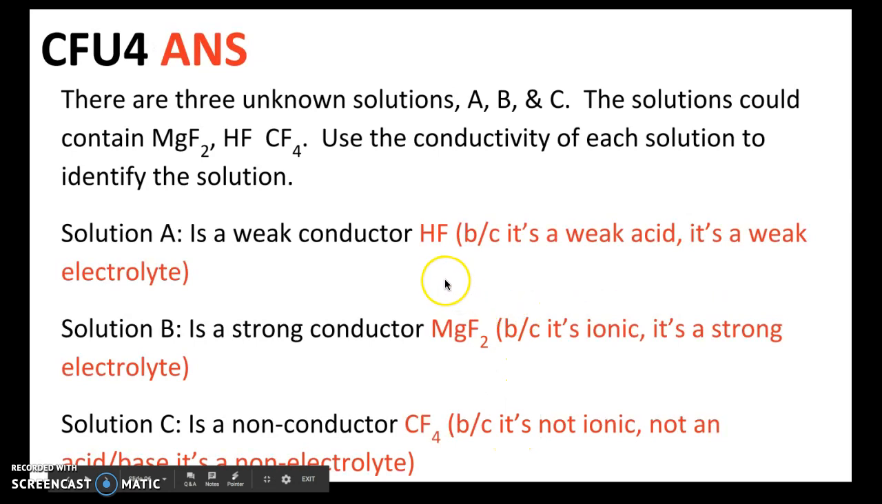Okay, so HF is in solution A, and that's because it's a weak acid, so it's a weak electrolyte, which makes it a weak conductor. MgF2 is a soluble ionic compound, so it's a strong electrolyte, so that makes it a strong conductor. And CF4 is not an acid, it's not a base, it's not ionic, so this will be our non-electrolyte, our non-conductor.